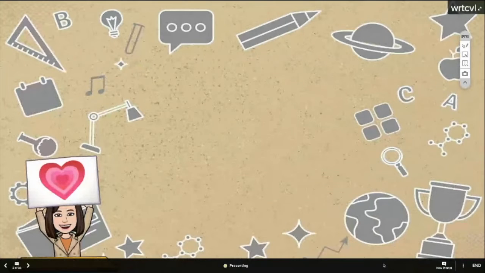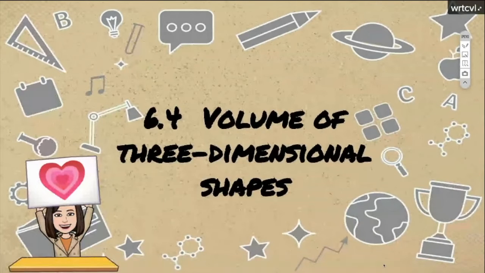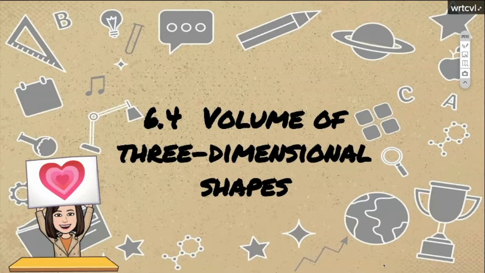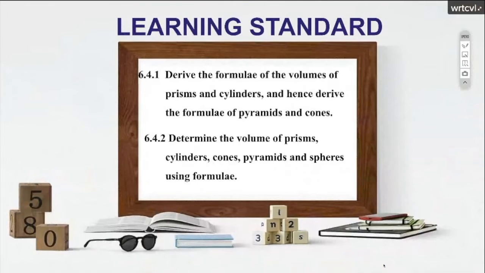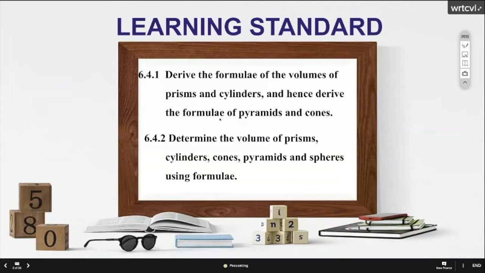Okay, so today we'll continue. 6.4, volume of three-dimensional shape. In the previous lesson we learned surface area, now we go to the volume of 3D shape. Our learning standard for today is to derive the formula of the volume of prism and cylinder, and hence derive the formula of pyramids and cones. Then we have to determine the volume of prism, cylinder, cone, pyramids, and sphere using the formula, okay? So we see how we can get the formula one by one, okay?